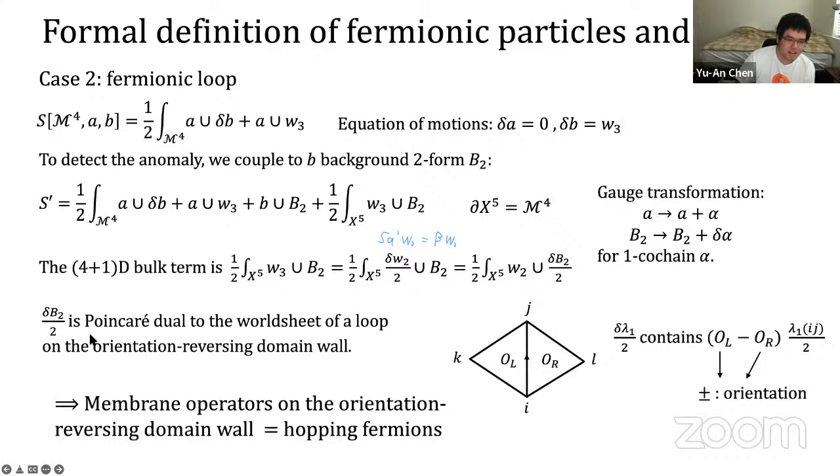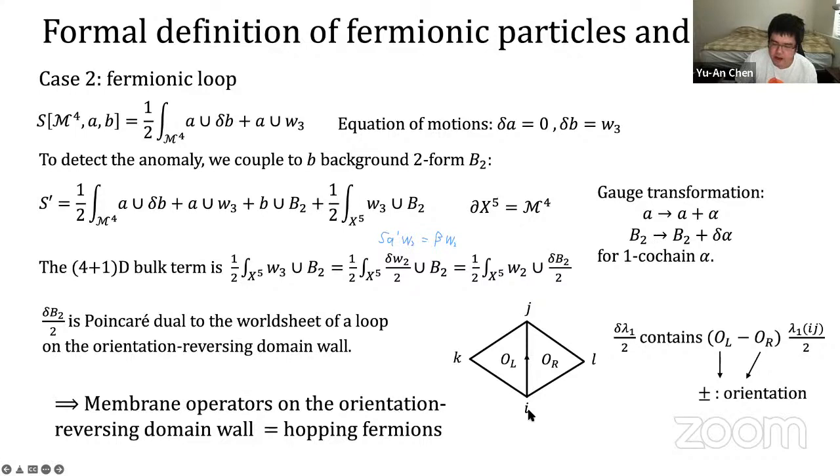So the geometric meaning of delta B divided by 2 is the wall shear of a loop on the orientation reversing domain wall. Let me give you a very simple example here. Consider lambda 1, just some 1-cochain acting on a link. So lambda 1 gives you some 0 or 1 on each link.